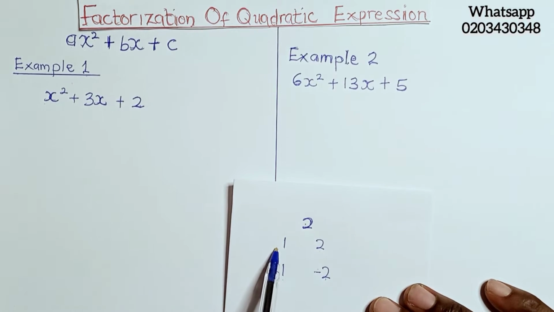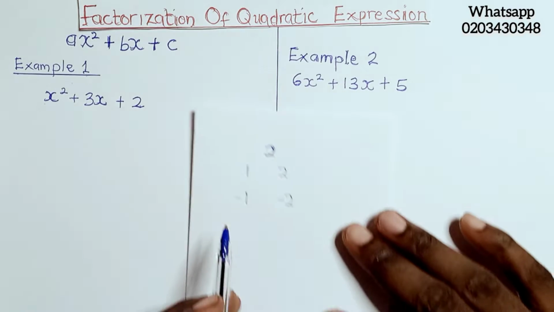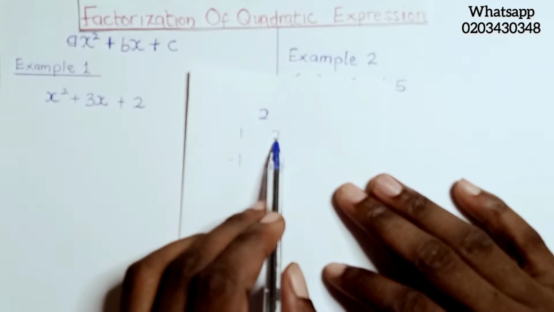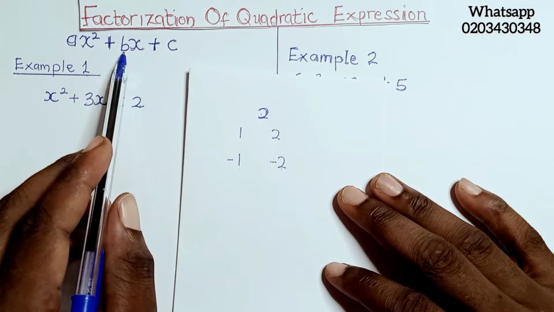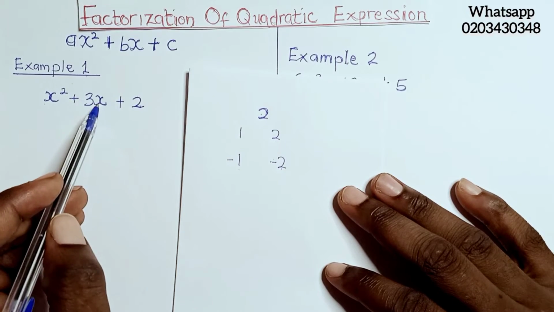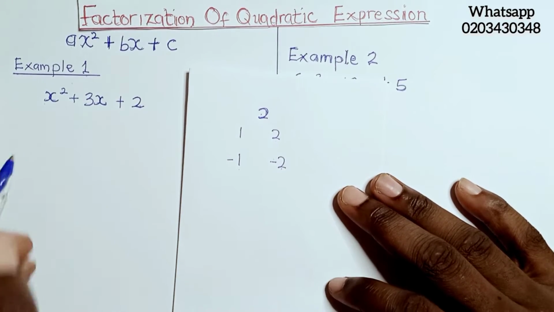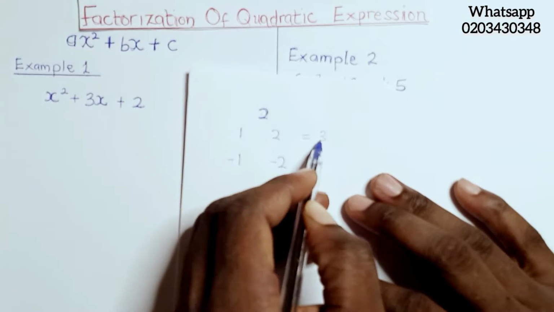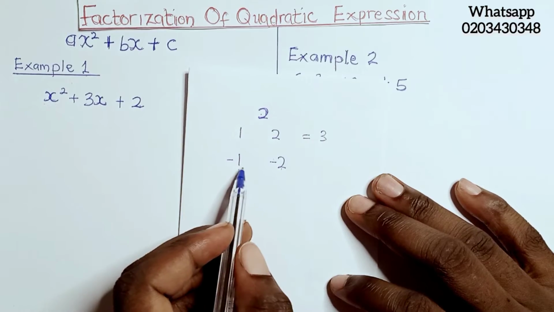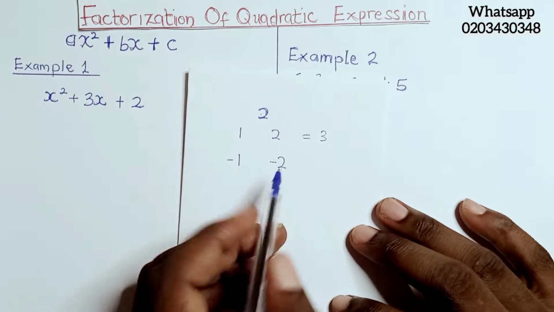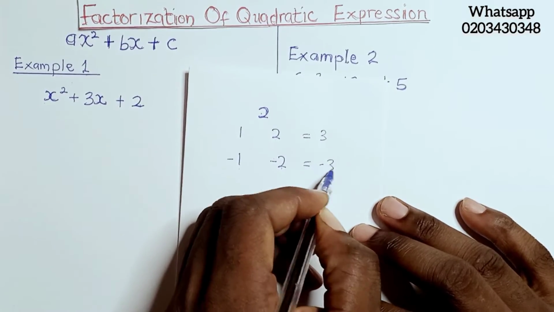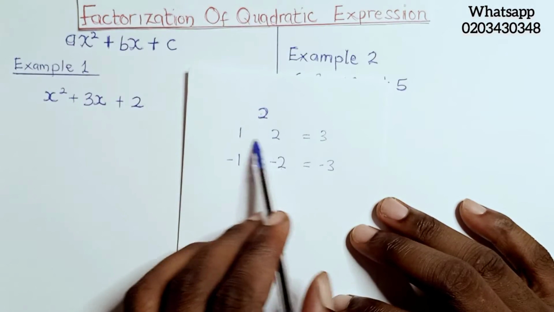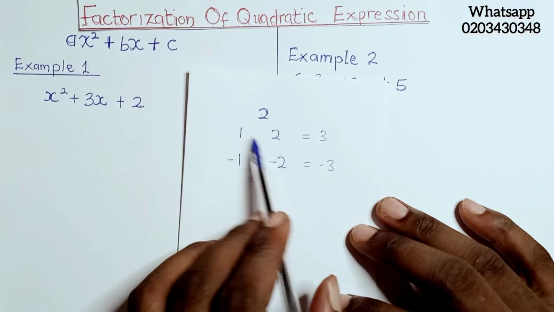But now, within these two pairs of factors, we will look at the one that, when we add the two factors, will give us the b, and our b here, the coefficient of x, is 3. When we add 1 plus 2, we get 3. But when we add -1 plus -2, we get -3. And this one was +3. So this one is the correct pair that we're supposed to use.